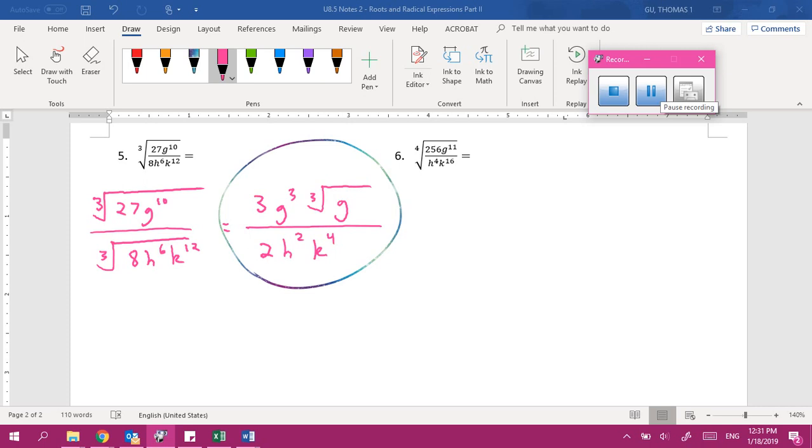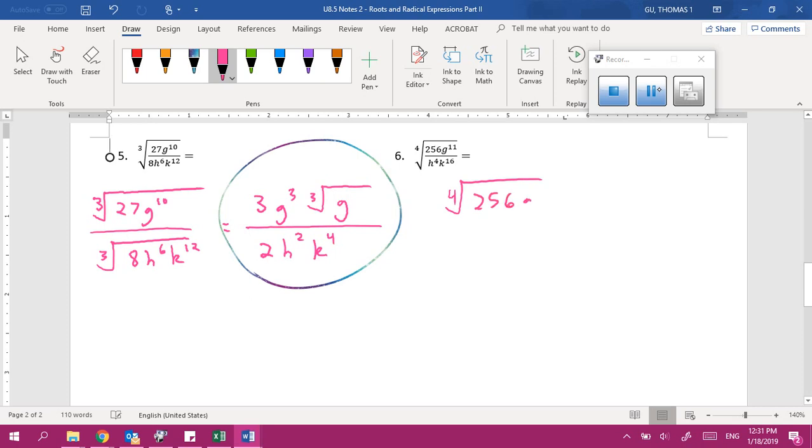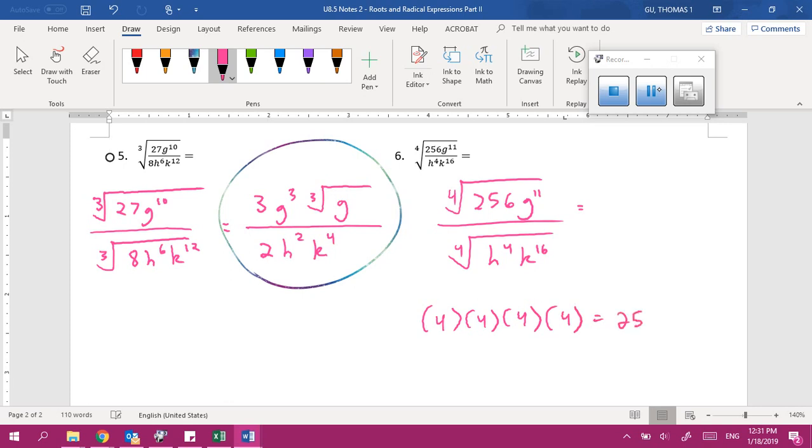Last problem right here, number 6. Number 6 is the same thing as saying the 4th root of the top, 256 g to the 11th, over the 4th root of h to the 4th k to the 16th. Who can tell me what the 4th root of 256 is? That's 4. Wow, very good. So 4 times 4 times 4 times 4 equals 256. So 4 was the correct answer.